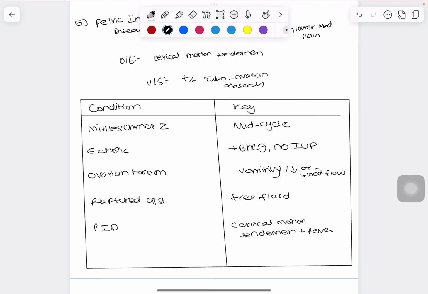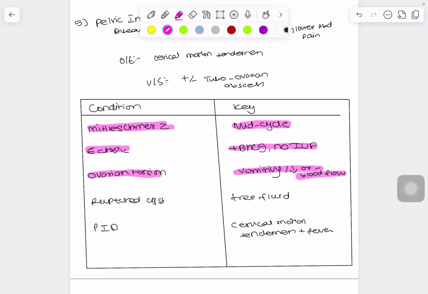So just remember that in the question stem, there will be clues to guide us to the right answer, right? So if it's a Mittelschmerz pain, then the key pointer to look out for in the question stem is mid-cycle pain. If it's ectopic, the question stem will mention that the woman is pregnant. If it's ovarian torsion, the patient will have associated vomiting with the pain, and the Doppler ultrasound will show that the blood flow to the ovary is decreased or absent.